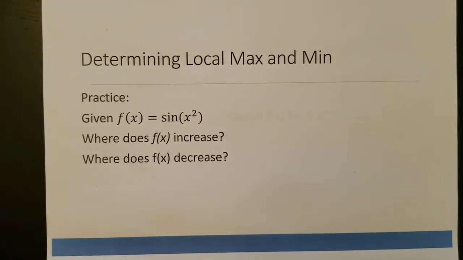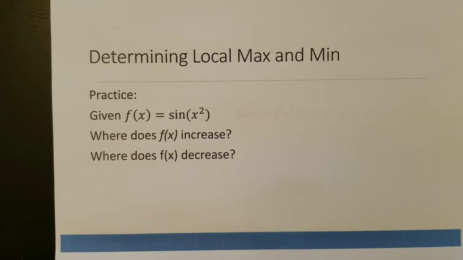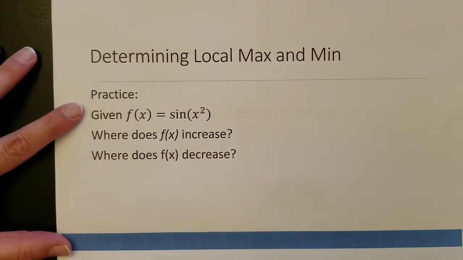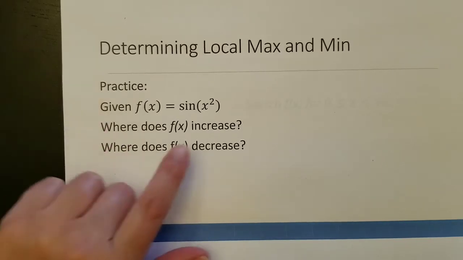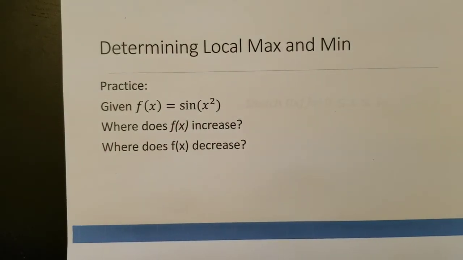So this is the Unit 7, Day 2 lesson, and we're on video number 2. We're going to look through an example here where we're finding the local max and min of a periodic function. So we have a trig function here, f of x equals sine of x squared.